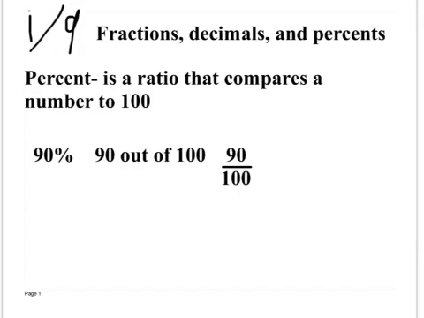Doing fractions, decimals, and percents. Percent is a ratio that compares a number to 100. 90%, okay, we would write that as either 90 out of 100, or as a fraction, 90 over 100. So when I give you grades, let's say you got 90% right, that means you got 9 out of 10 right. Okay? If you got 95 out of 100, that means you got 95 out of the 100 points.